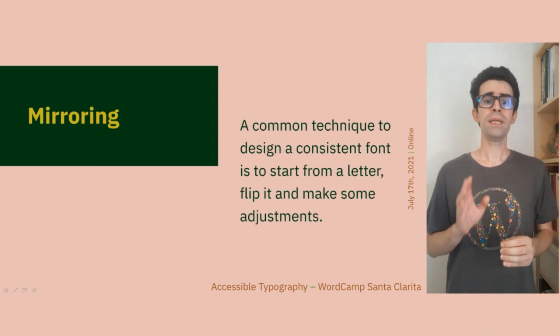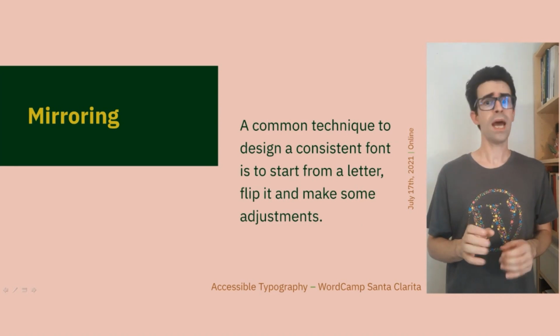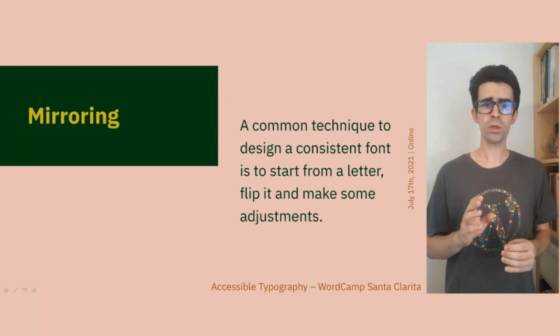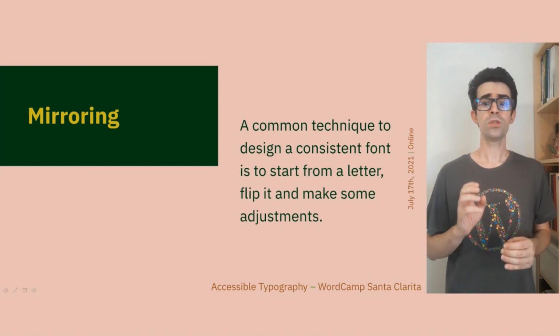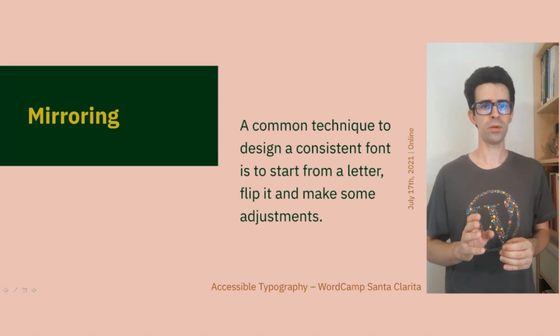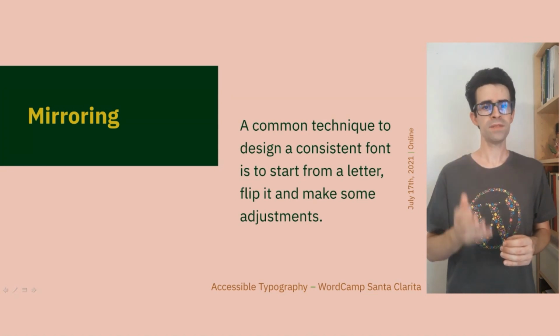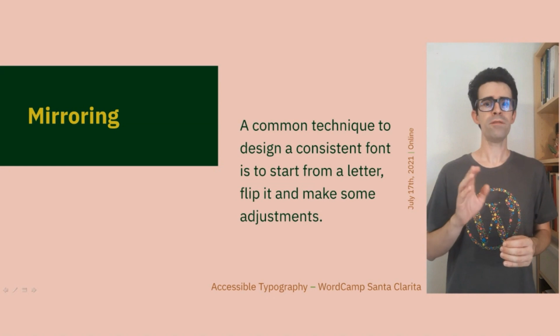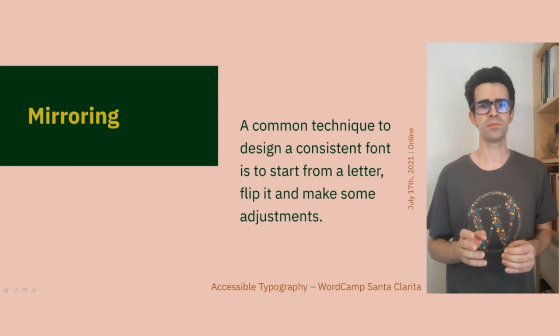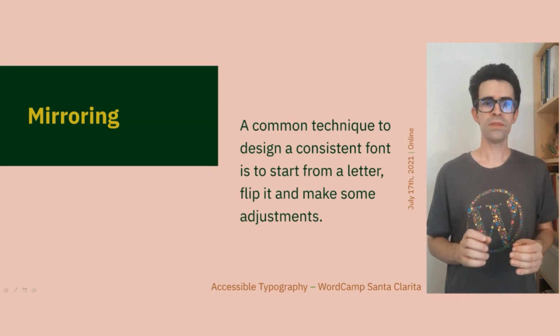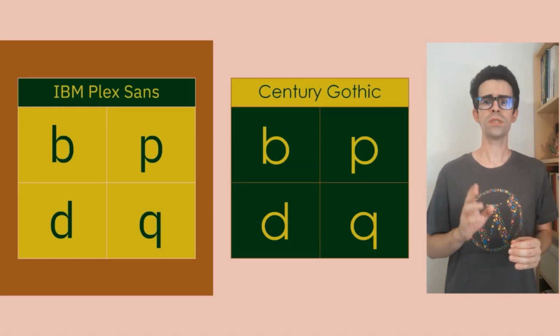Now, you are probably only going to be using typefaces and not building them, but it's still important to know that a very common technique to design a consistent font is to start by drawing a certain letter form, and then get other glyphs in a very simple way by flipping and making some adjustments. Once more, an example is worth more than 1,000 words. So I'm showing you two sans serif typefaces, IBM Plex Sans, as always, and Century Gothic, which is a very nice example of a geometric typeface.